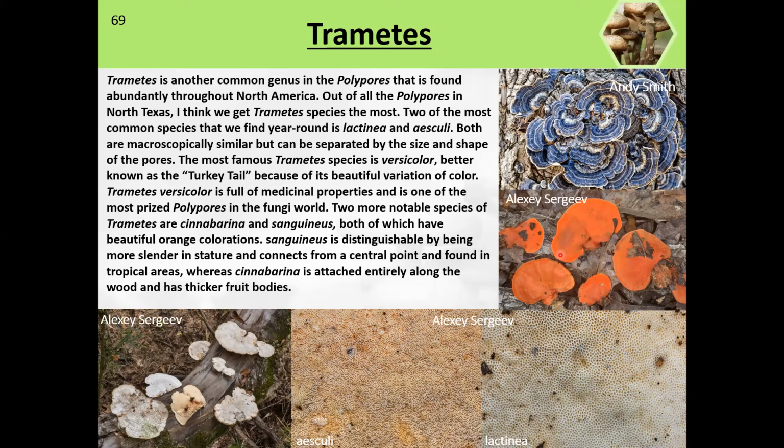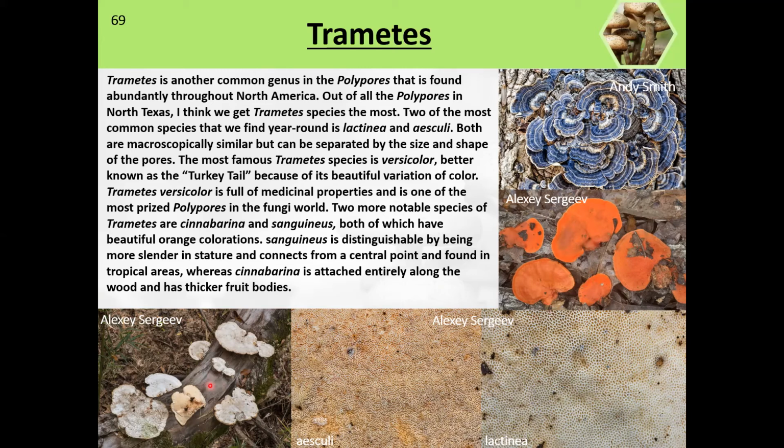Sanguineus is separable by being kind of disc-shaped and really thin, as opposed to cinnabarina, which is just a big clump mass on the tree. And sanguineus usually has a stem attached at the base right there, somewhat stipitate. Okay, and then the lactinia and esculi both look like this from the exterior.